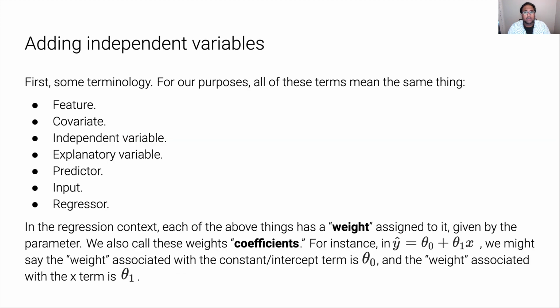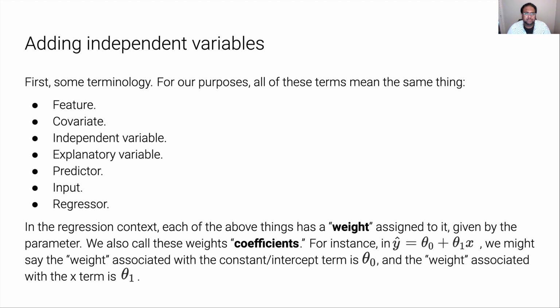Now, let's suppose we want to add independent variables to our model. Right now, our model looks something like theta naught plus theta 1 x, and we call these quantities, theta naught and theta 1, parameters. But other names that these quantities can go by are coefficients or weights. And so we might say that theta naught is the coefficient of the intercept term, and theta 1 is the coefficient on the x term, or the weight of the x term.